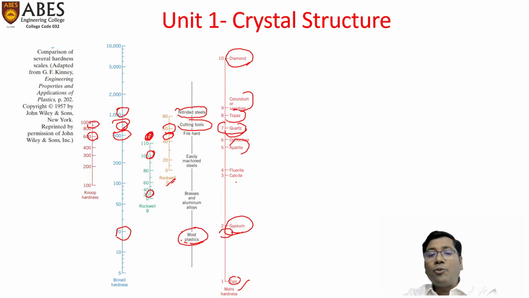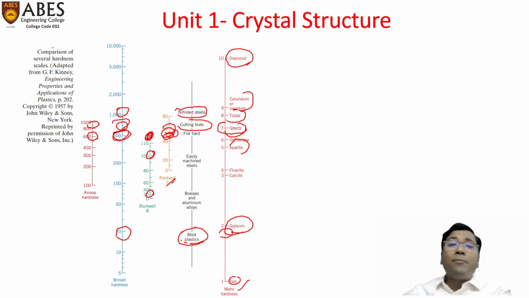So this is the rough comparison of various hardness scales, and if any material has 500 Brinell hardness number, then it has only 50 or 55 on the Rockwell C hardness scale. So if we are mentioning hardness, we have measured hardness on a certain scale, and we have to mention on which scale that reading is given.